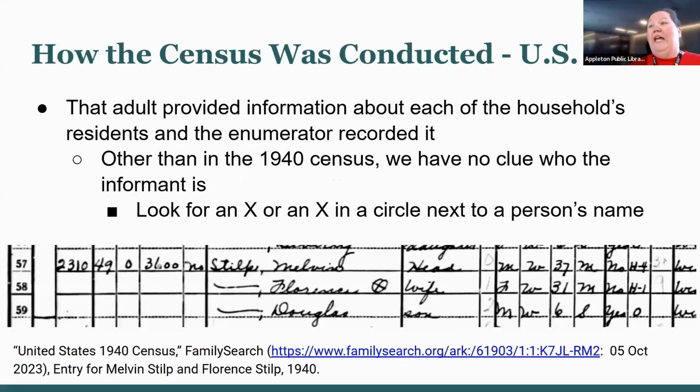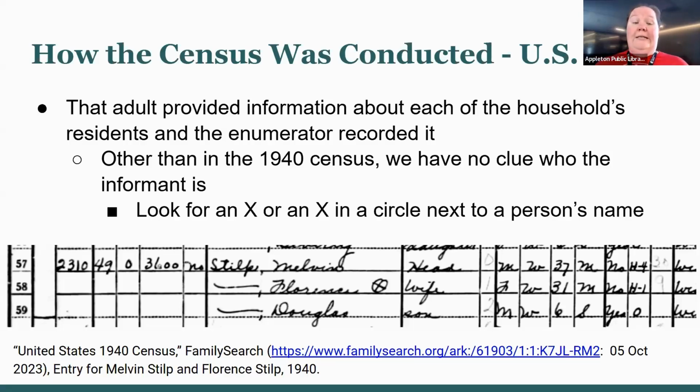So when that enumerator came to your ancestor's house, that adult that they talked to provided information on each of the people in the household. And the enumerator wrote it down, of course. Well, unfortunately, other than in the 1940 census, we have no clue who in that household is providing that information. Was it the head of the household? Was it the wife? Was it the adult son, the adult daughter who's living with them?